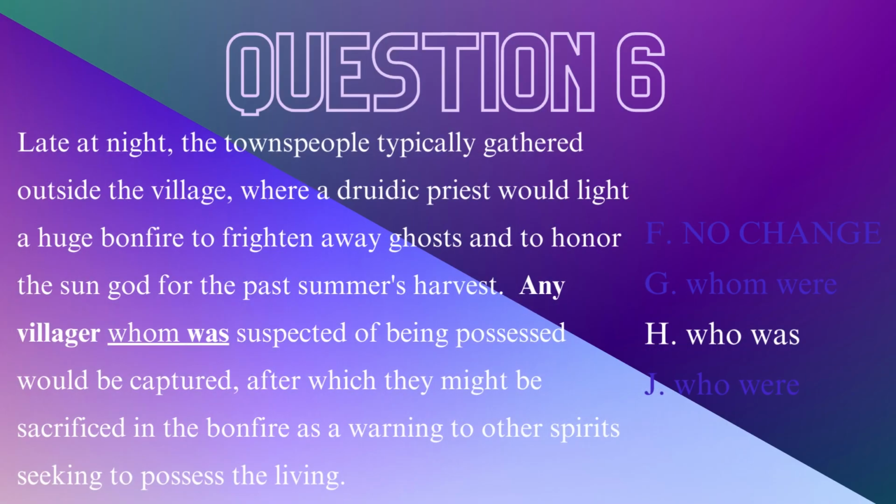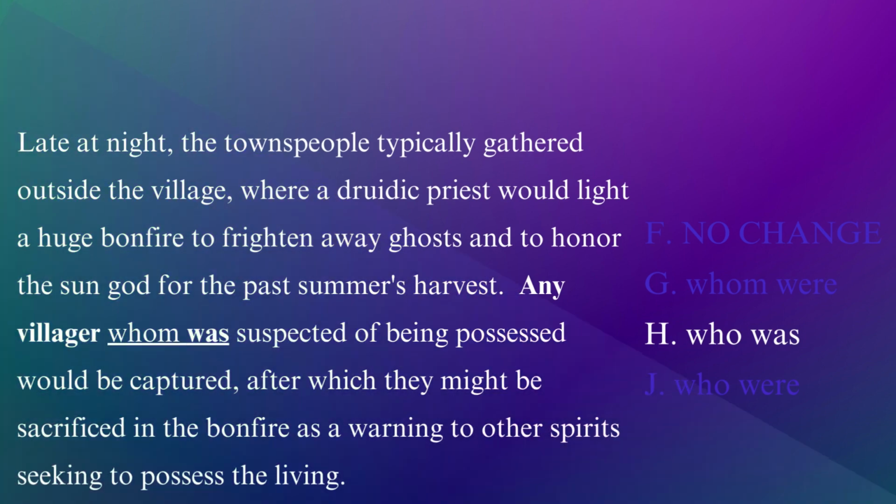So let's go back to our question. Any villager. Does that mean all the villagers together, plural, or one villager, singular, at a time? When we say any, we mean one at a time. So that would be a singular subject, any villager, one single villager at a time. That means I need my singular verb, and the singular verb is going to end in S. So the answer is not J, but the answer is H. Any villager who was suspected.